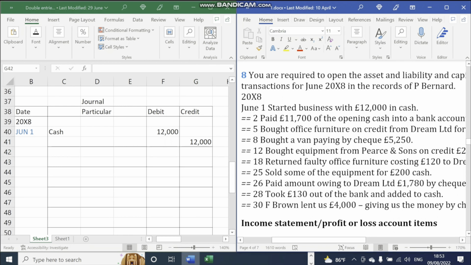Next is 5th. Bought office furniture on credit. So office furniture is an asset, increases debit. And then it is bought on credit. Credit means liability. Liability increases credit. So payable, credit. Amount is 1900.